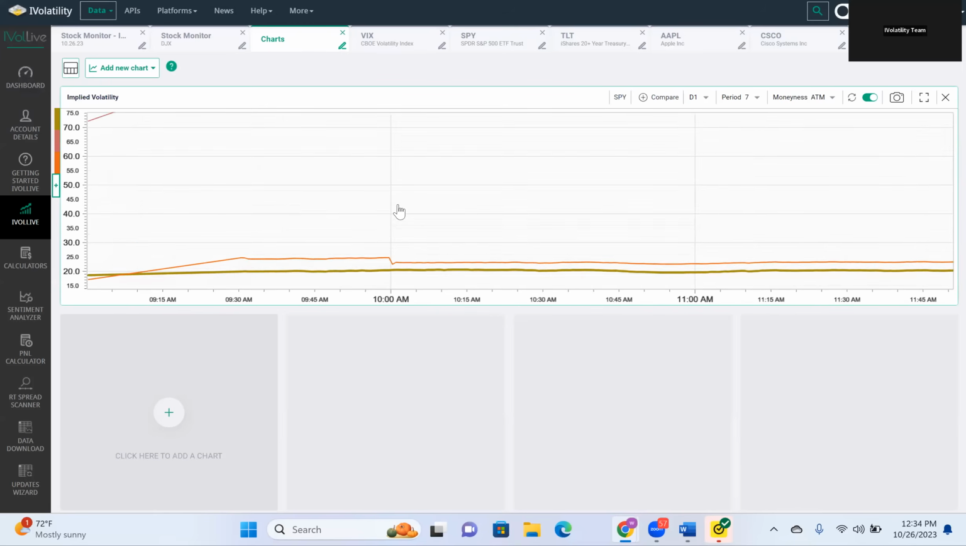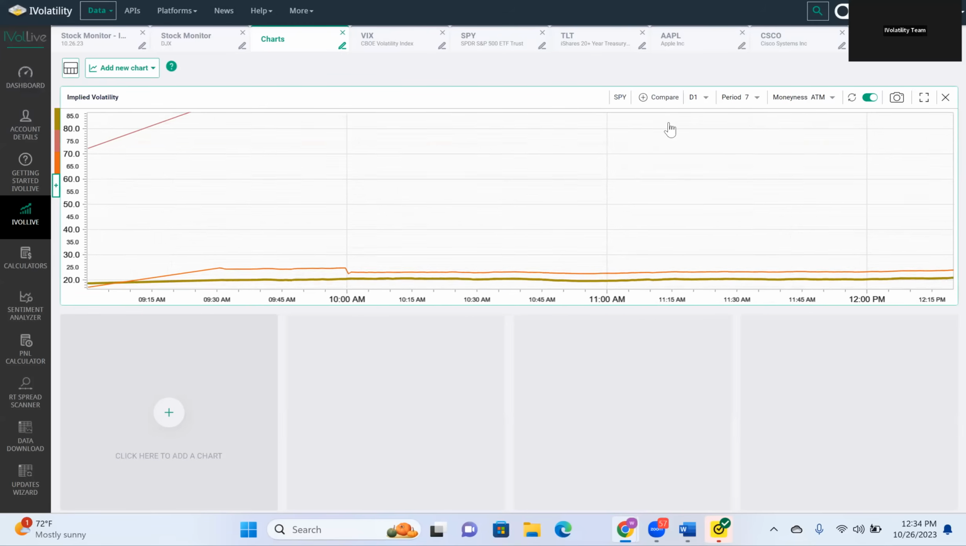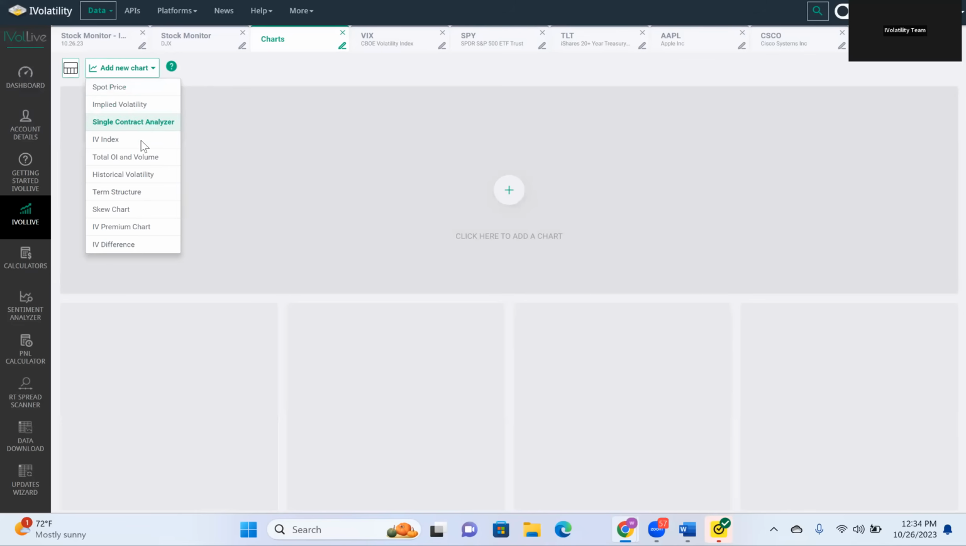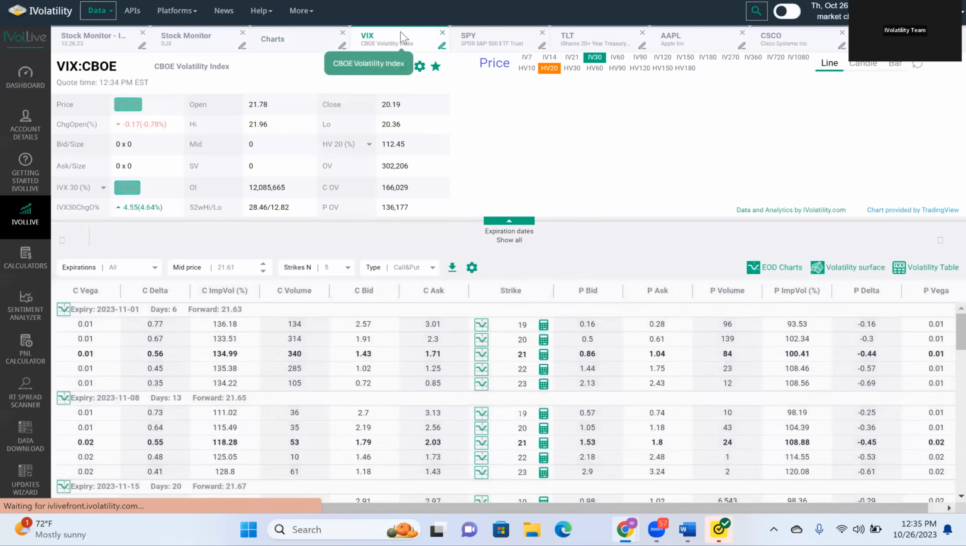I'm a 50% chart technical analysis guy, and then 50% fundamentals. So we do have 10 different custom charts you can do. Spot price is exactly what it sounds like. Implied volatility, exactly what it sounds like. You can look at a specific contract if you're very interested in analyzing a contract you've identified. IV index, open interest, historical volatility, term structure, skew, IV premium, and IV difference. So all of these are available to you here. It's kind of beyond the scope of this webinar, but we do have plenty of charting webinars posted on our YouTube.